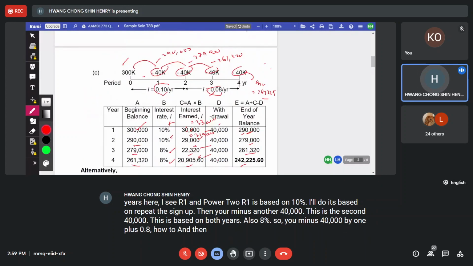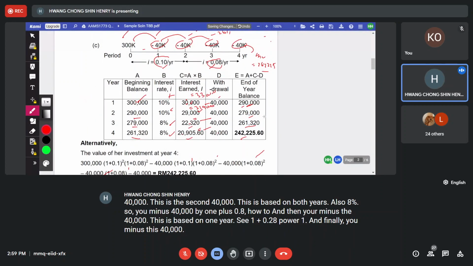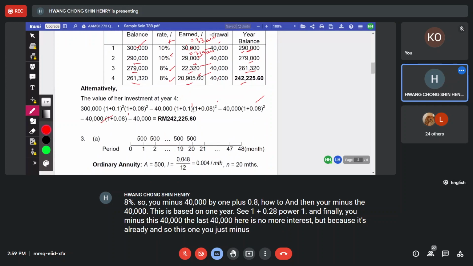And then you minus the third 40,000. This is based on 1 year. See, 1 plus 0.08, power 1. And finally, you minus the last 40,000. There's no more interest because it's already the end. So this one, you just minus 40,000. You get the same amount.